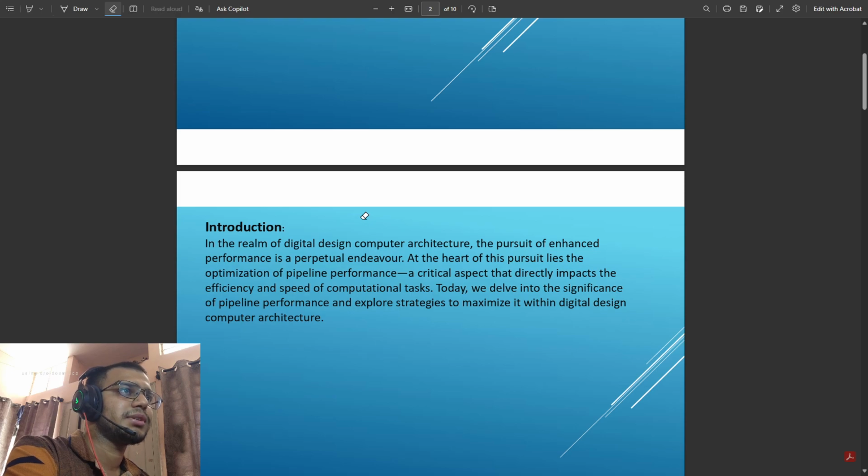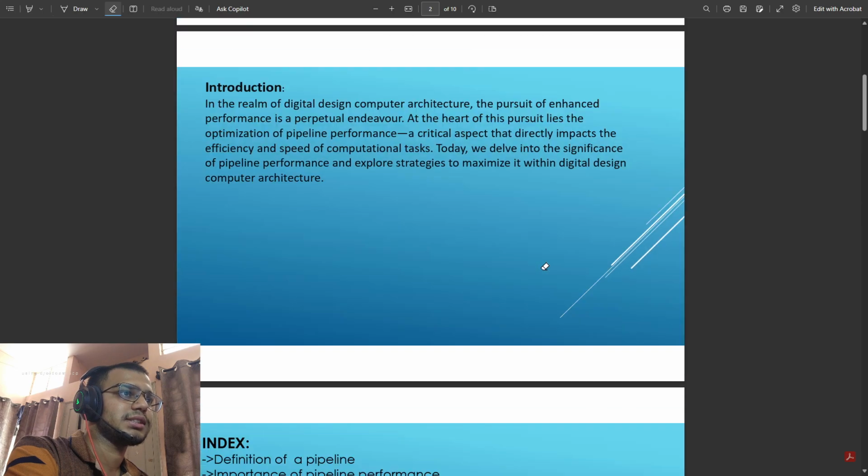In the realm of digital design computer architecture, the pursuit of enhanced performance is a perpetual endeavor. At the heart of this pursuit lies the optimization of pipeline performance, a critical aspect that directly impacts the efficiency and speed of computational tasks. Today, we delve into the significance of pipeline performance and explore strategies to maximize it within digital design computer architecture.